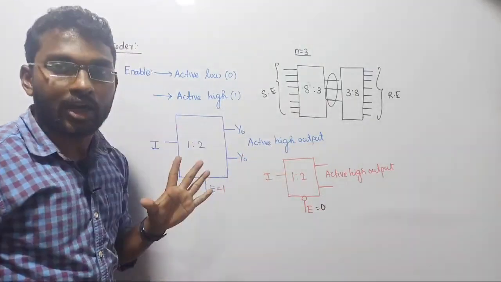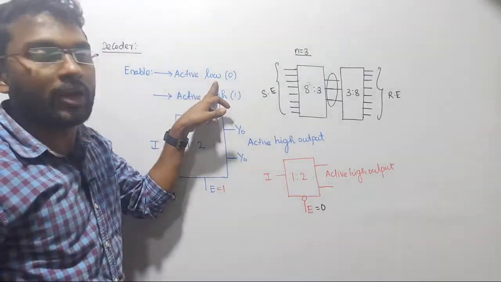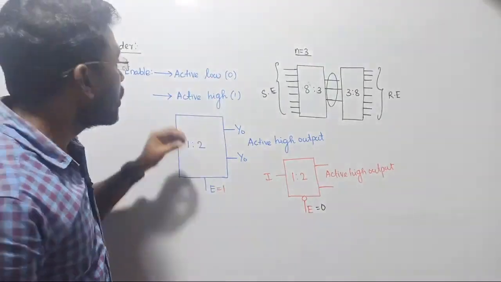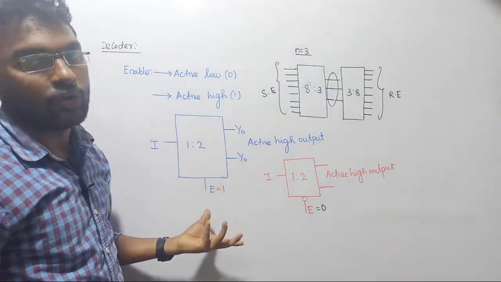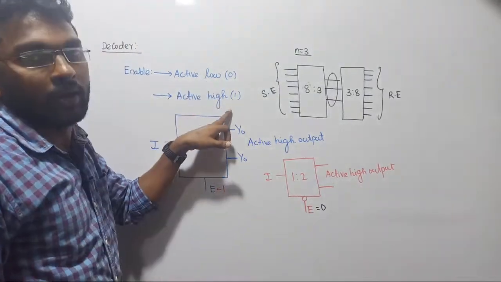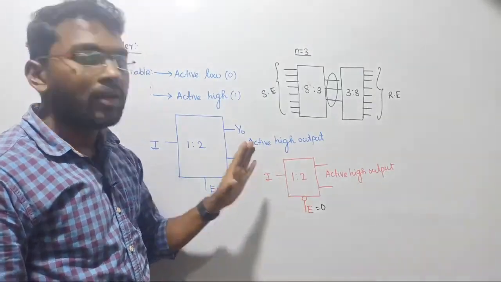I hope things are very clear to you all. There are two types we are going to consider: one is the active low enable pin, and the other is the active high enable pin. Active means your system will be enabled with whichever type of pin we use, either low or high. That will be decided by the bubbles or the lines that we are using here. I hope things are very clear to you all.